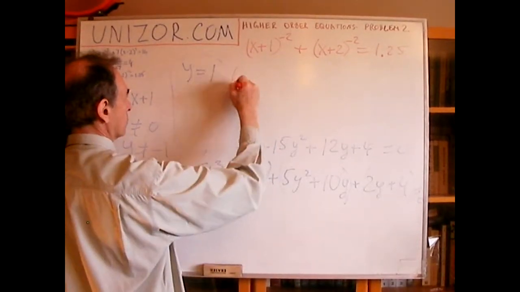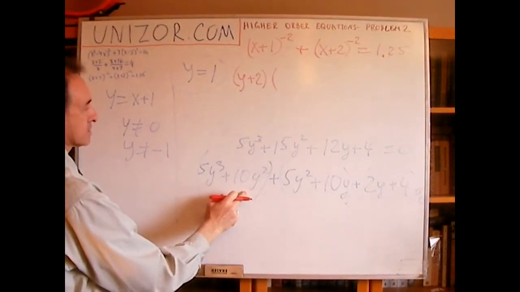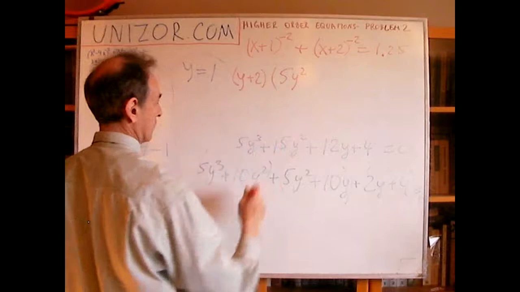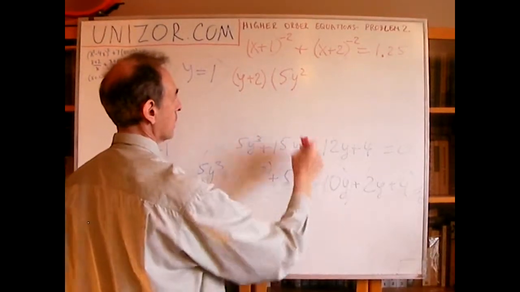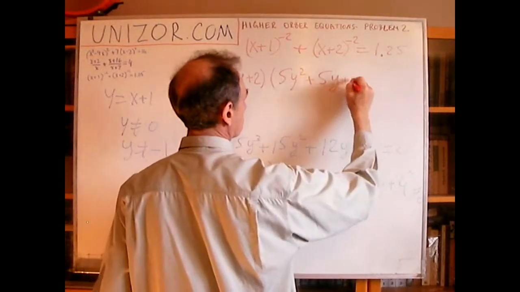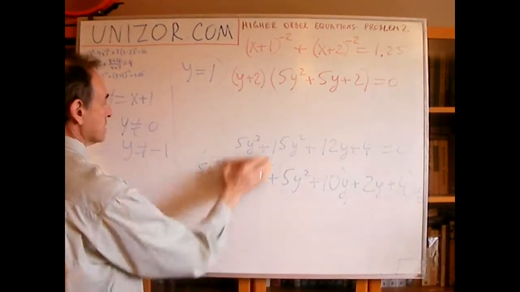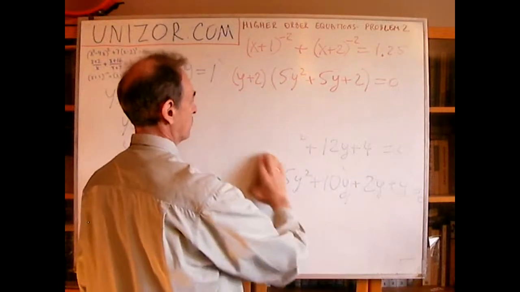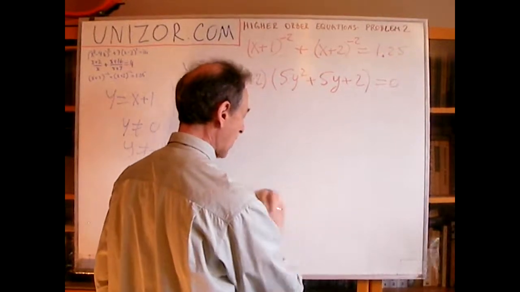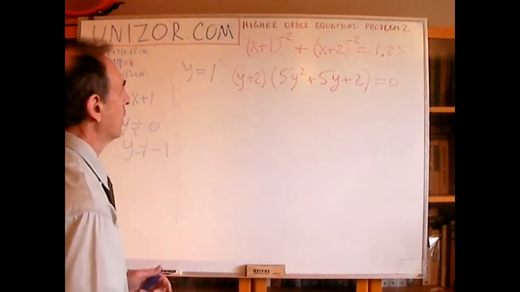So right now I can rewrite this as y plus 2 times 5y squared, in this case 5y, and in this case 2. So this is my next representation of the same equation of the third power as a product of the first power and the second power.